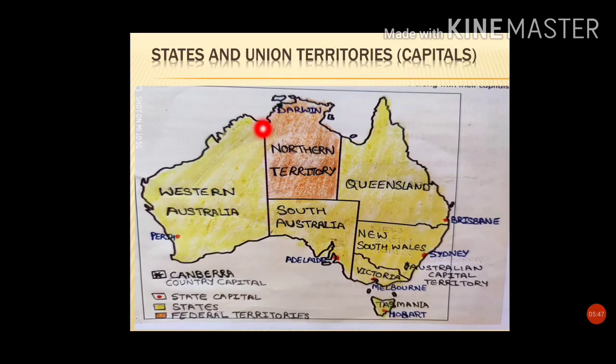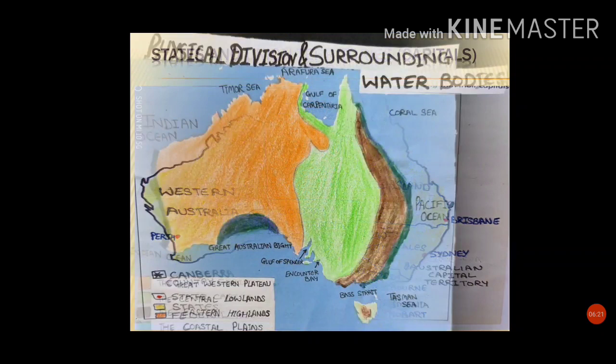Political map of Australia, in which we are showing states and union territories. Six states are depicted with the yellow color and their capitals are shown with the red dots. Two territories, Northern Territory and the Australian Capital Territory, are shown in brown color. The star is the country capital called Canberra.